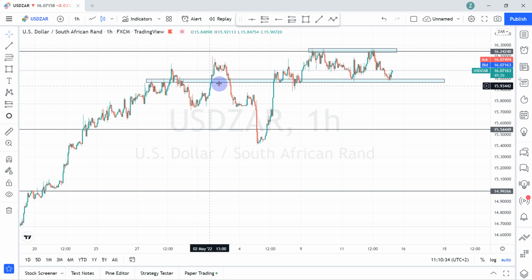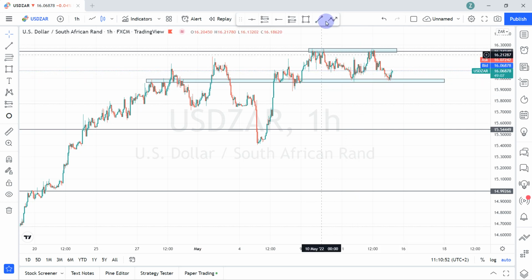Also here, this was a fake out. It pushed to the upside, never retested, came back. Also here, this was a fake out. Here it broke out, retested twice, which is here and here. Pushed to the upside, came back, reversed, pushed to the upside, also came back.